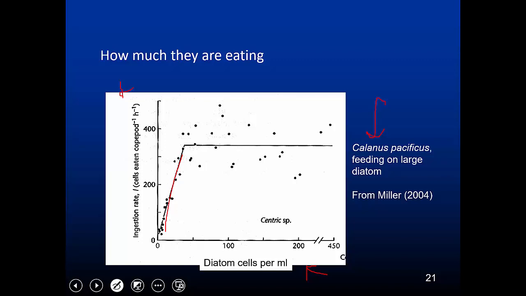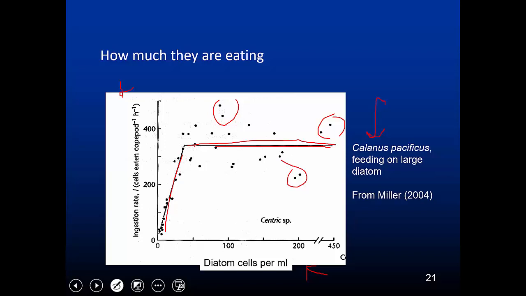And I guess one reason to show this is just how messy these data can be. That's just the fact of biology and the difficulty of doing these experiments. But you can see it's roughly constant after a certain point. Yes, there's an equation that's sometimes used to describe this, something like a Michaelis-Menten equation, but I won't bother going over that for these data.